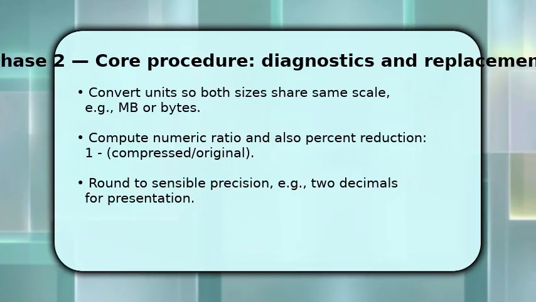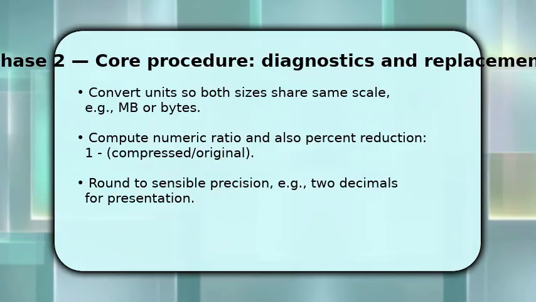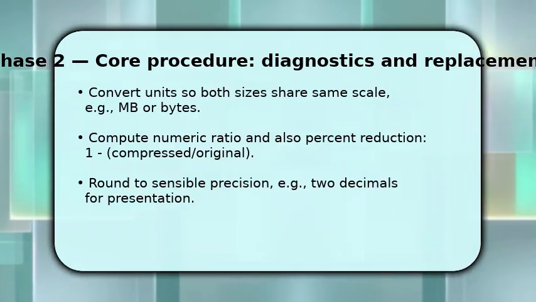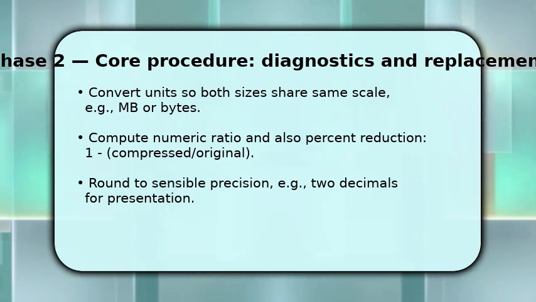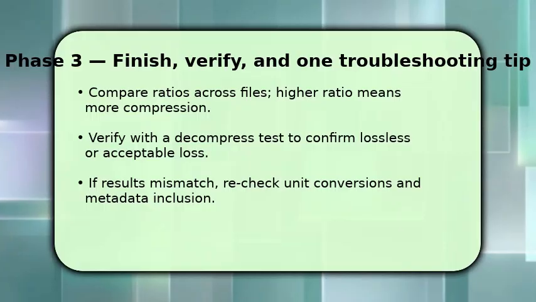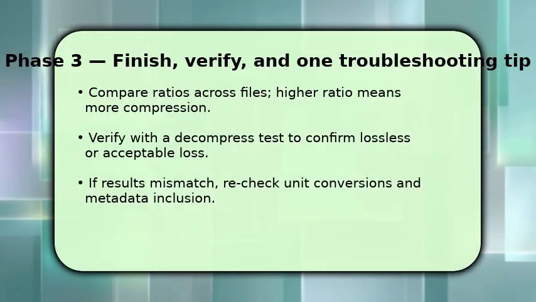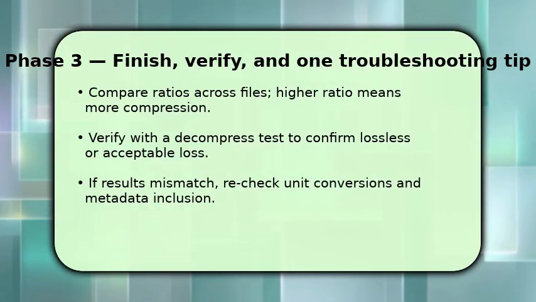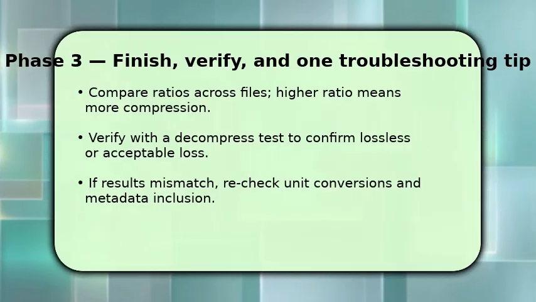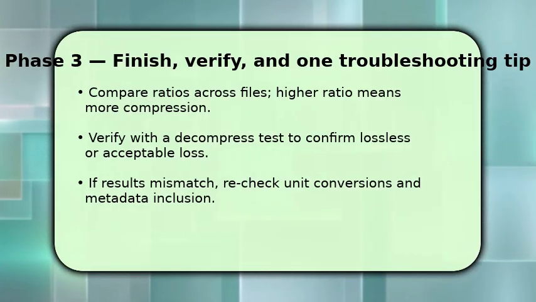If comparing algorithms, compute both metrics for each file so you can sort by effective savings rather than just raw factor. To finish, interpret the numbers. A higher ratio means stronger compression, while percent reduction shows actual space saved. Choose the metric that fits your goal.